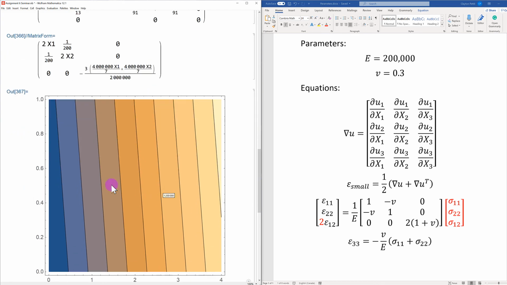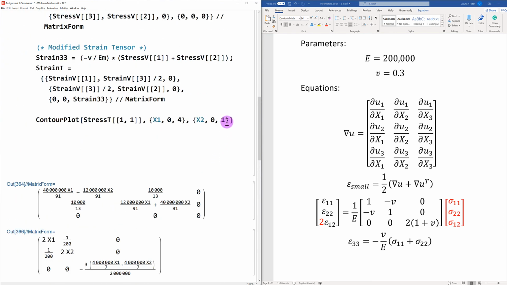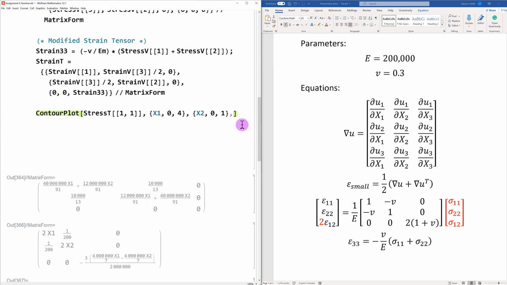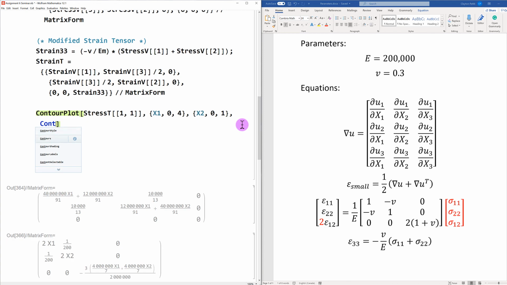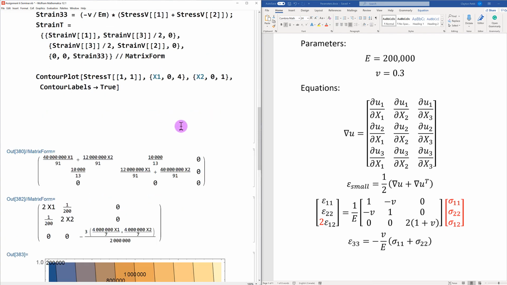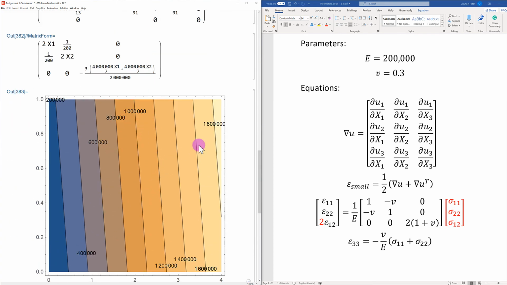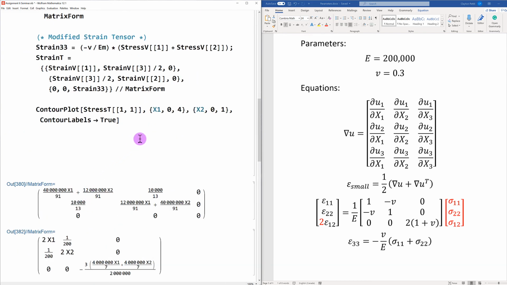Of course, it doesn't have any labels on it. We just have the dimensions of the plate. If I really wanted to add something else, I can go contour labels, and then I have that little arrow and true. So contour labels true. If I run it again now, I actually have labels, so I can say, okay, sigma 1,1 is more extreme on the right-hand side, it's less extreme on the left-hand side, etc. And I can do that for any one of these stress components.